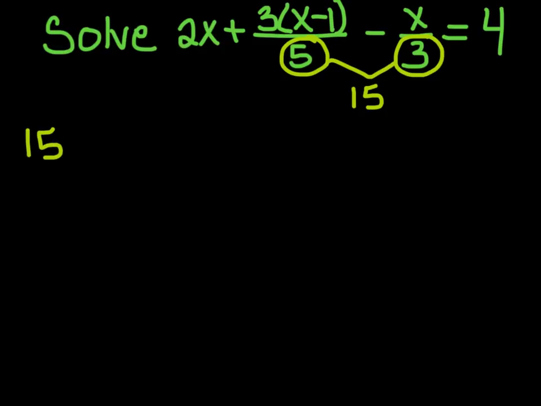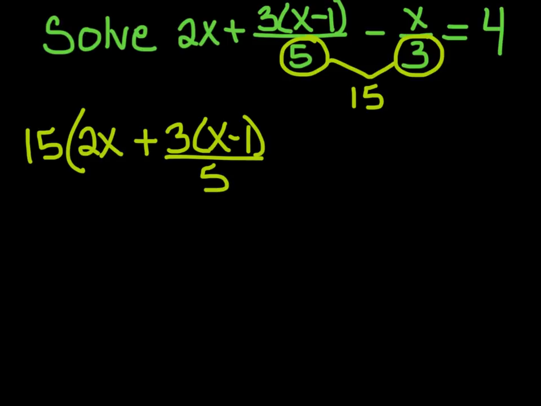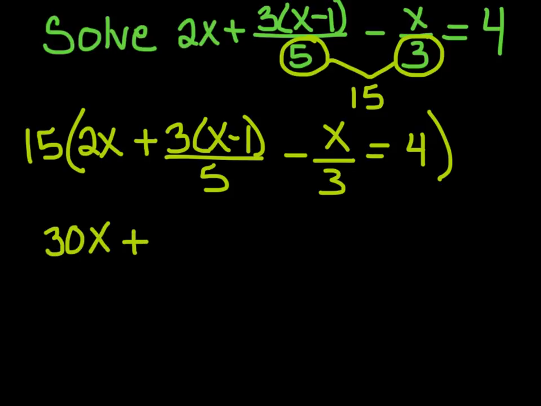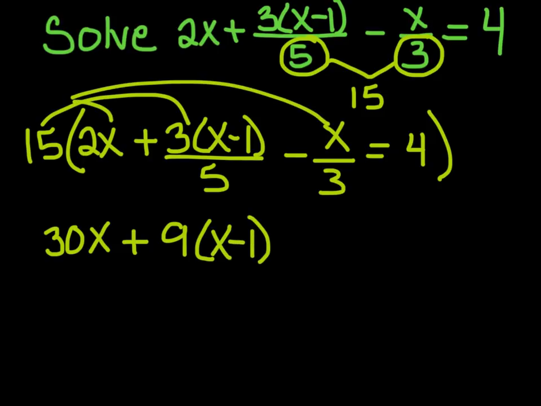So we're going to multiply everything by 15. I'm going to take 15 times 2x. I'm going to multiply it also by this group, 3 parentheses x minus 1 all over 5. I'm going to multiply it by negative x over 3. And I'm going to multiply it by the 4. All of it. So 15 times 2x gives me 30x, sorry. And then if I take 15 times 3 and divide it by 5, I get 9. So 9, and then the x minus 1 stays in parentheses. And then when I multiply 15 times x and divide it by 3, I have minus 5x. And 15 times 4 is 60.